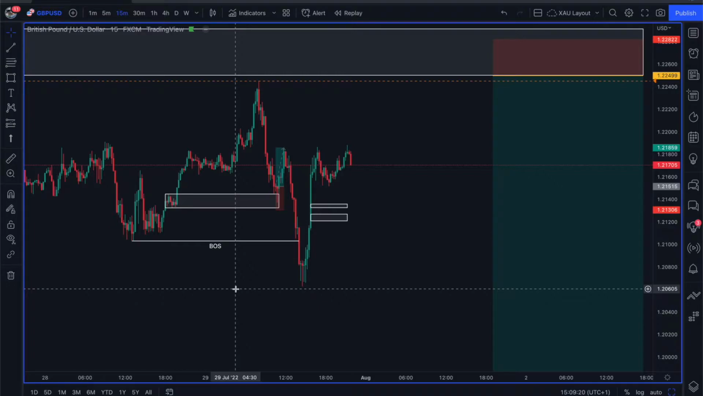Now, the three pairs that I'm looking at today are the Great British Pound to the US dollar, the Euro USD, and the AUD USD. So jumping straight into things, we can see on screen we have the Great British Pound to the US dollar.